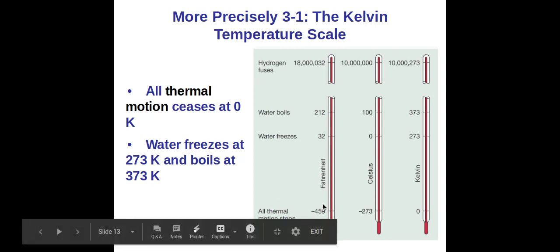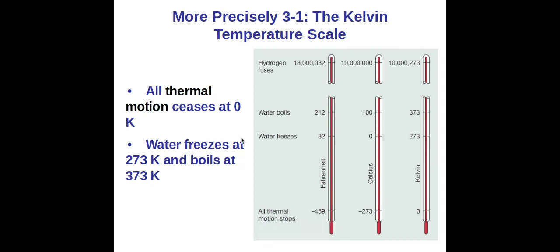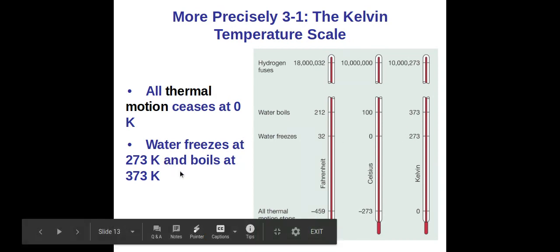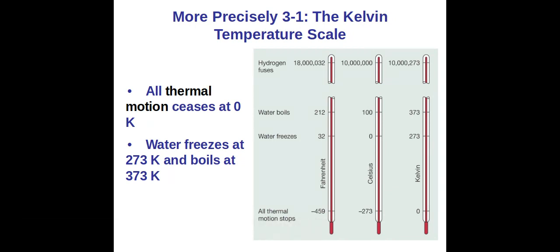So that's what the Kelvin scale does. Notice it's the exact same as the Celsius scale. So 0 Kelvin is equal to negative 273.15 degrees Celsius. And then you just adjust everything from there.